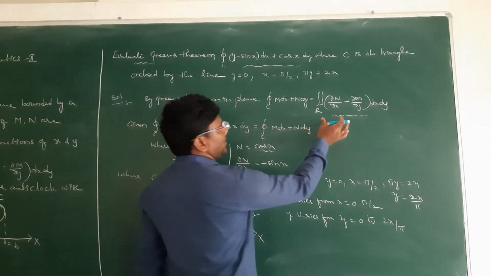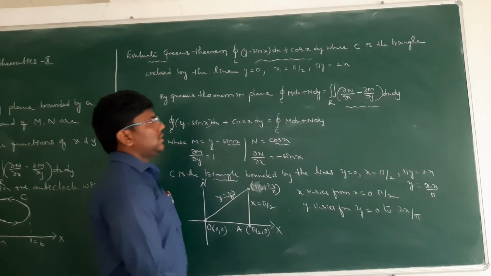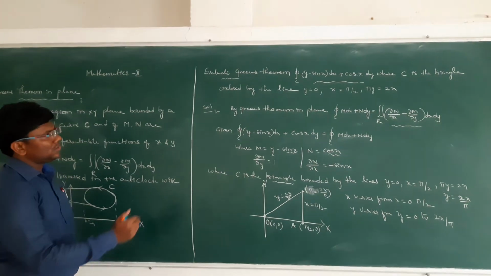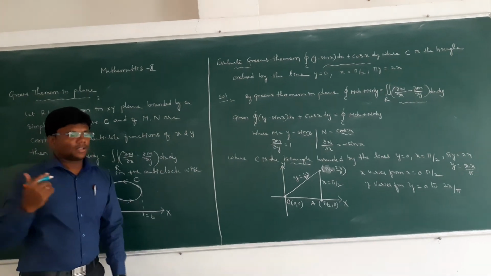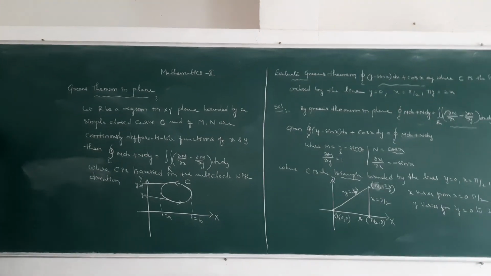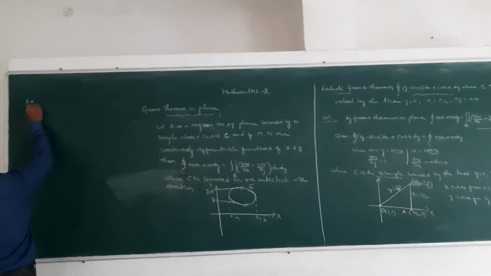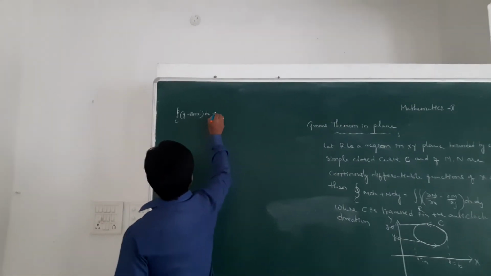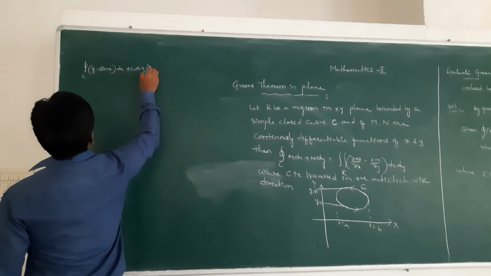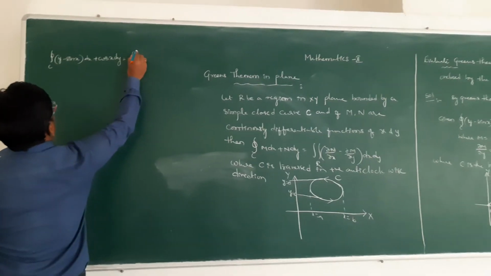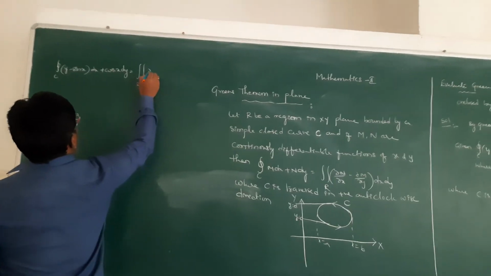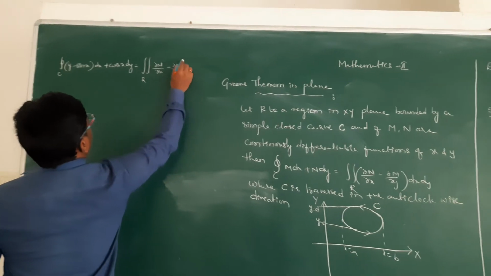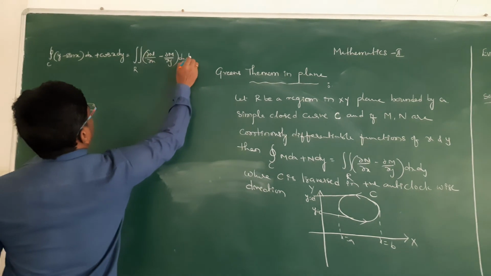Next we are going to find the RHS value, the double integral over R of (∂N/∂x minus ∂M/∂y) dx dy. This is the integral over C of (y minus sin x) dx plus cos x dy, which is equal to the double integral over R of (∂N/∂x minus ∂M/∂y) dx dy.